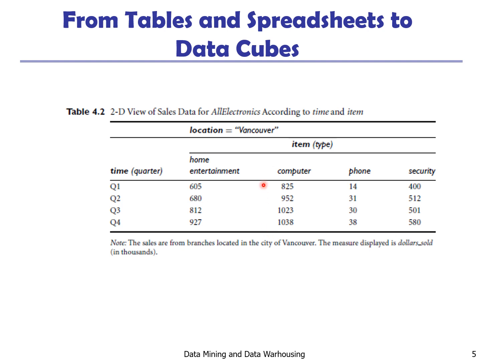And we have some measures displayed, which is dollars sold, which means that these numbers represent the dollars sold. How many home entertainment items were sold in Q1, which is the quarter, a time dimension. How many computer items were sold in Q1, and so forth.